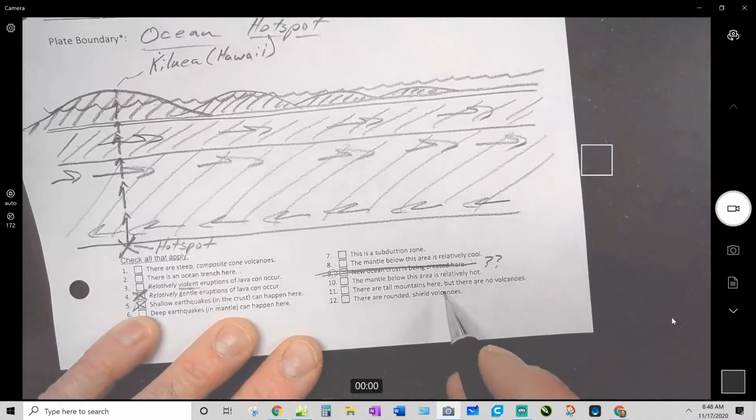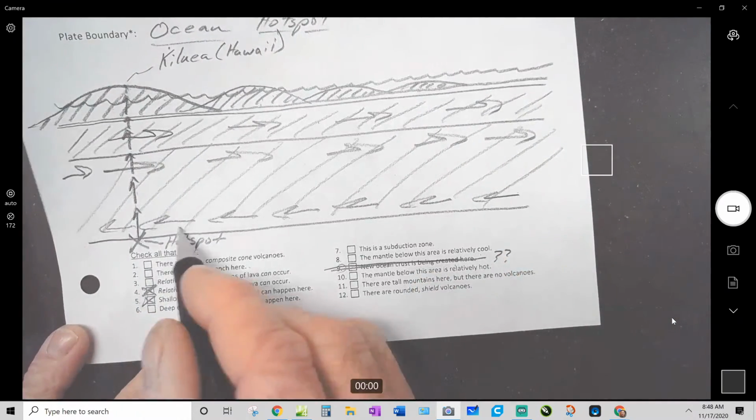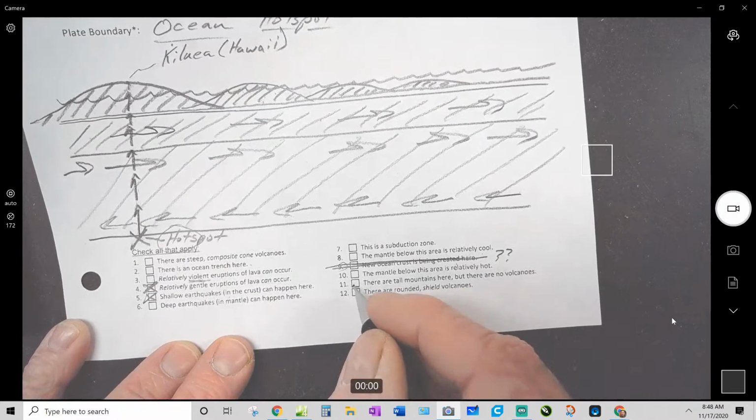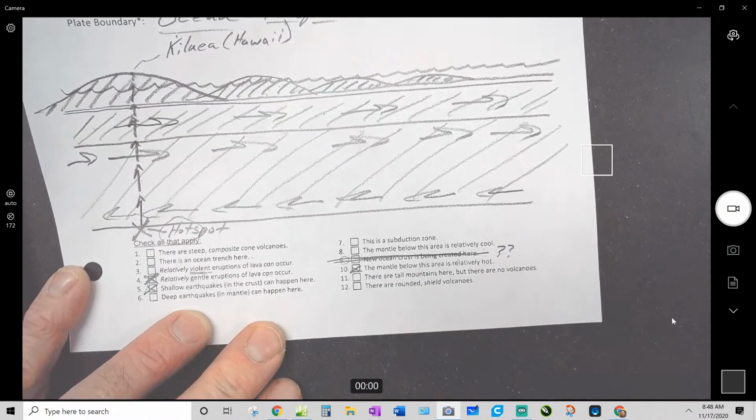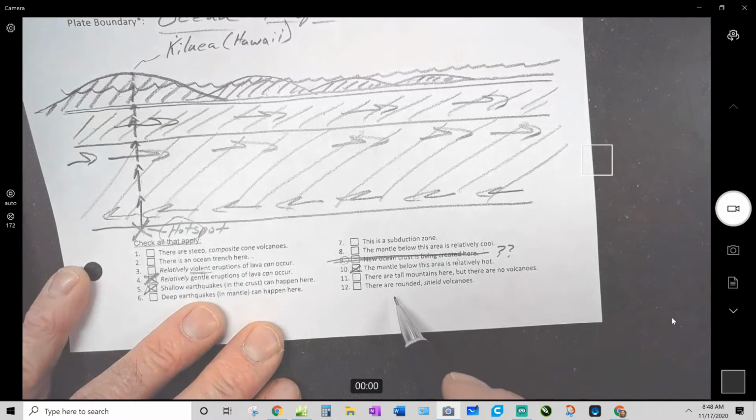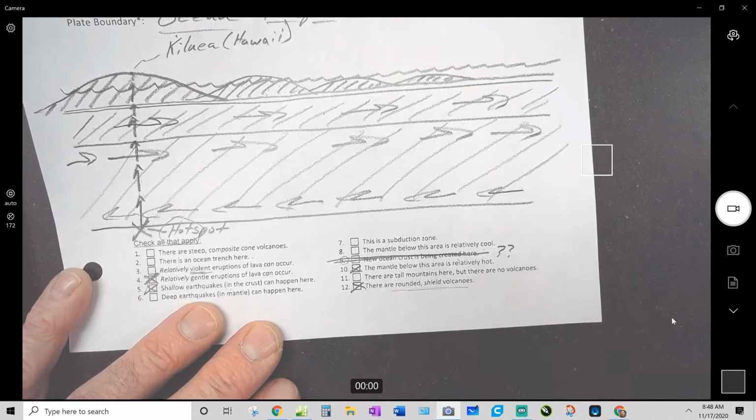The mantle below is relatively hot. Yes, hot spot. Tall mountains, but no volcanoes. Is that true? No, there are volcanoes. And finally, there are rounded shield volcanoes. Yes, this is the one where that applies.